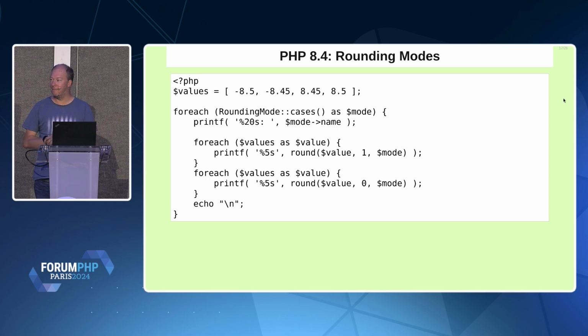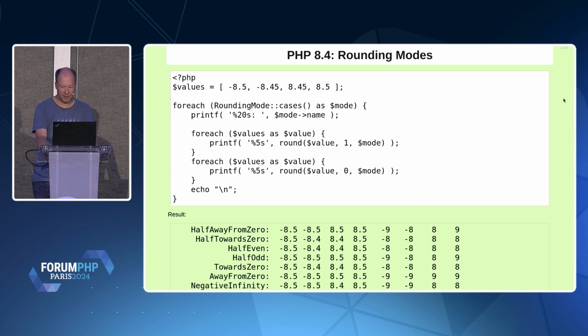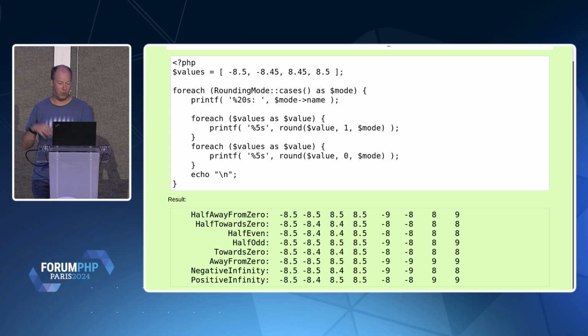Did you know there are actually many more different ways how you can do rounding? In fact, there's 8 of them. There are many different ways of how you can do rounding, and depending on which mode it is, you get different outputs. Now, I don't want to go through all of the maths.